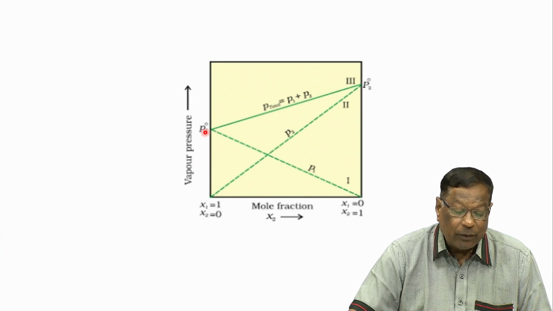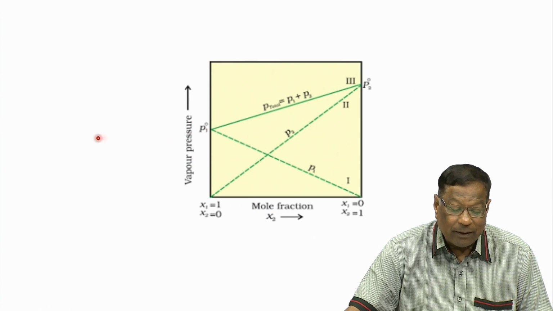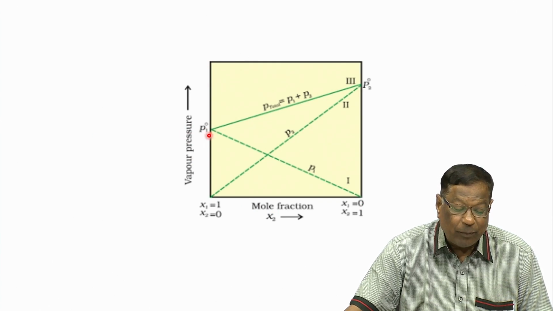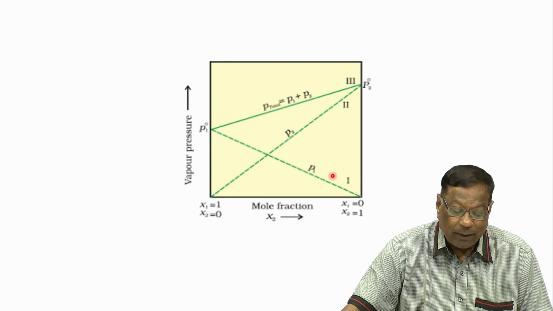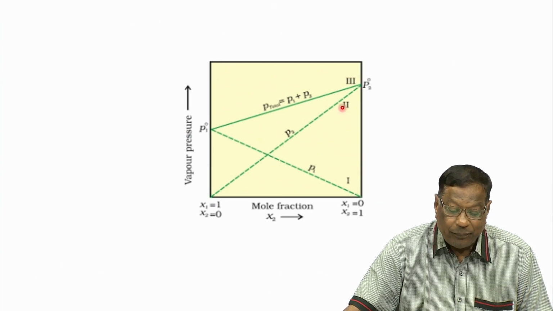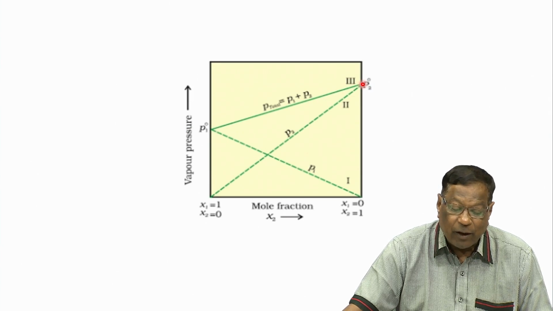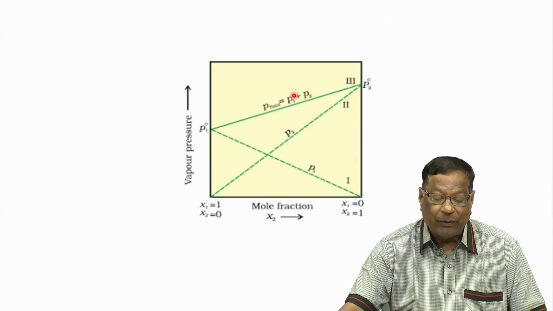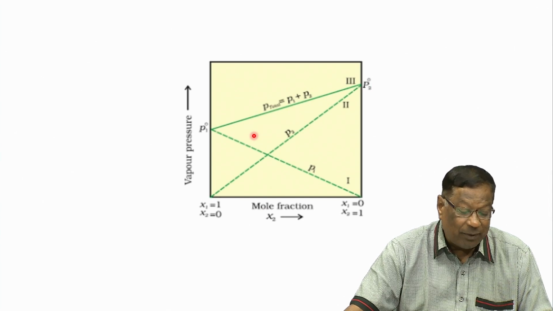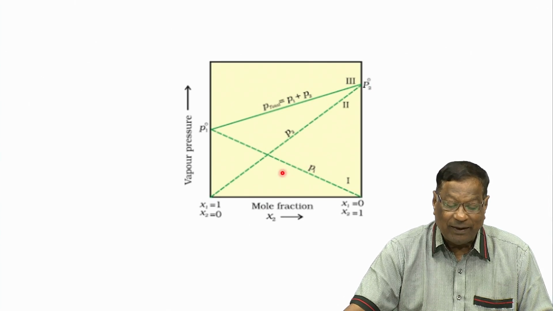Okay. So, the pressure P1 for the pure component is here, that is P1 naught, and for P2 naught the vapor pressure is like this. Okay. So, at any composition in between, it would be the sum of this plus this, P1 and P2. So, the total pressure can be represented like this.